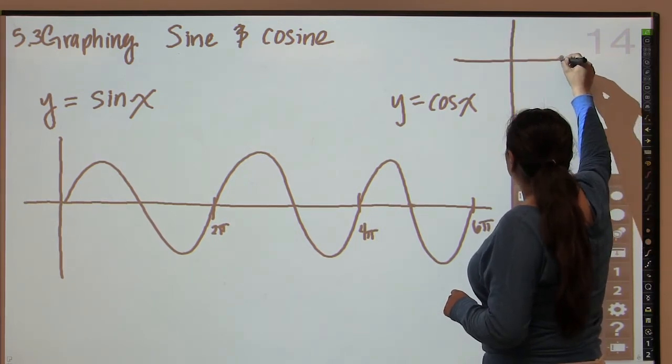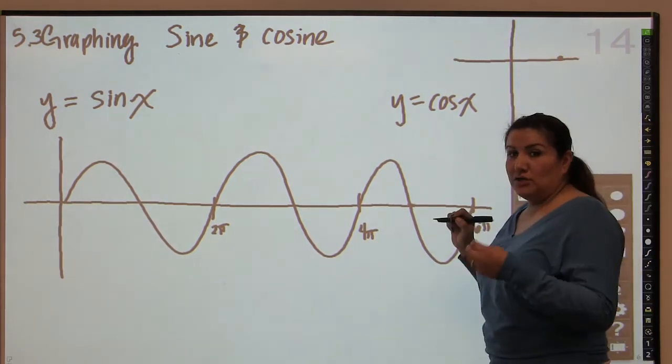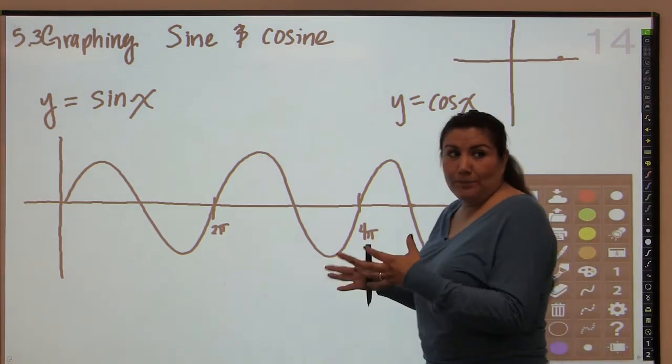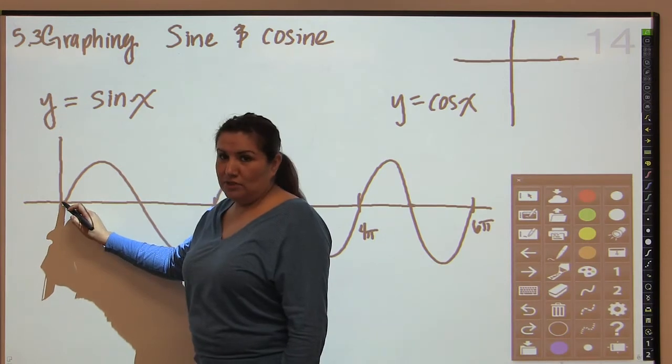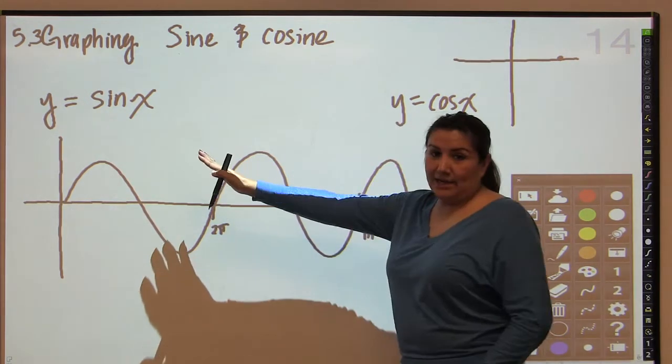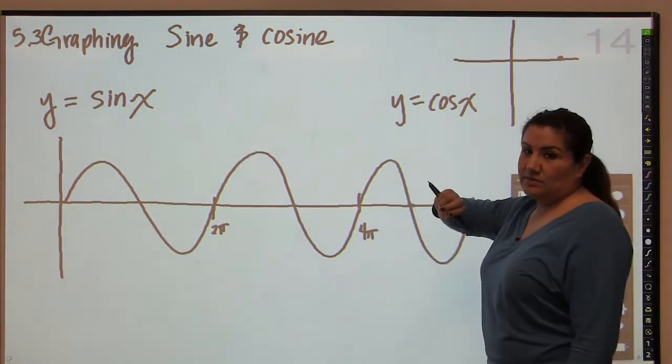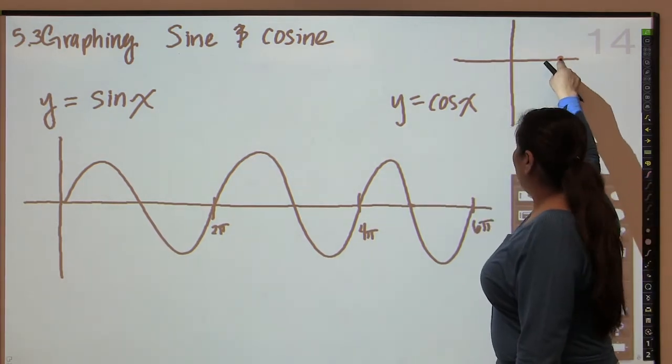You start here, this is 0. The angle measure is 0. The angle measure is the input. So 0 angle measure. What is... and we're doing sine here, so we're only going to graph the y values. So we're going to do 4 points.